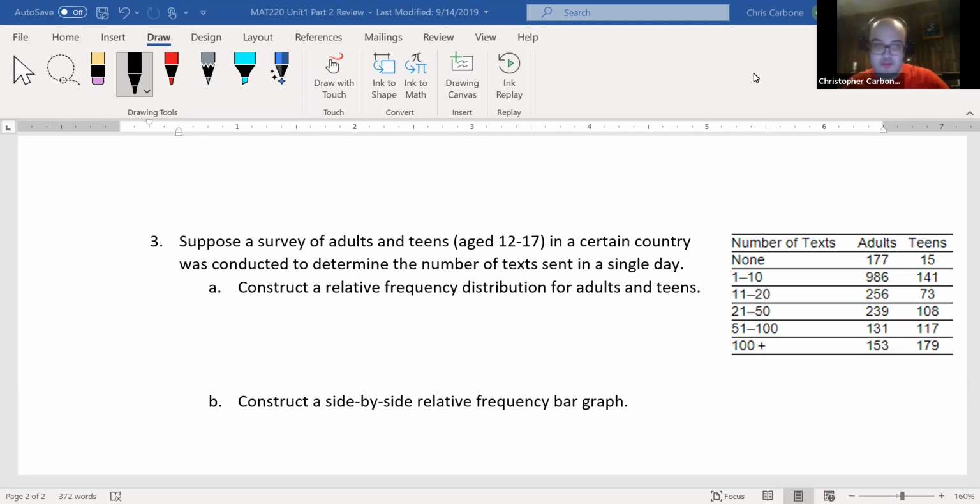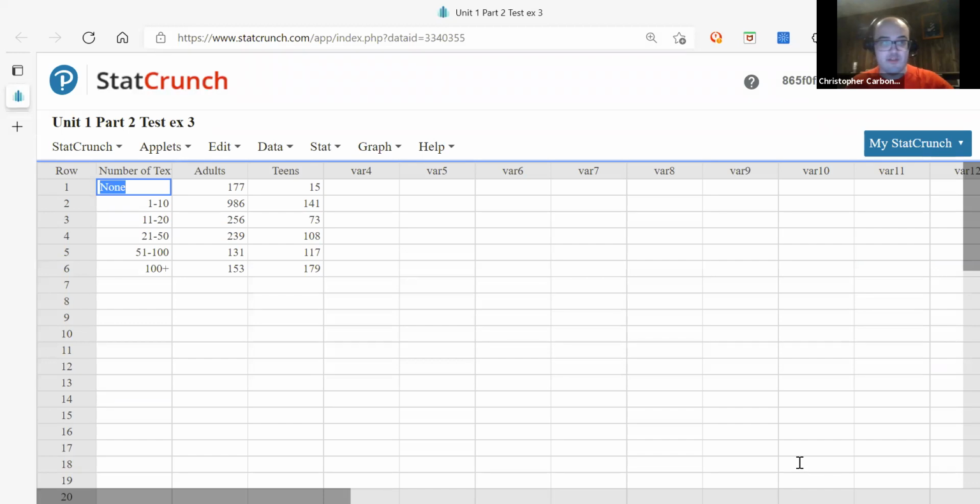Now, mind you, could you do this by hand? Certainly, but you would have to add up these columns. And well, let's face it, that does take up some time. So let me open this data in StatCrunch, which is this. Right, we have all of our data from that table.